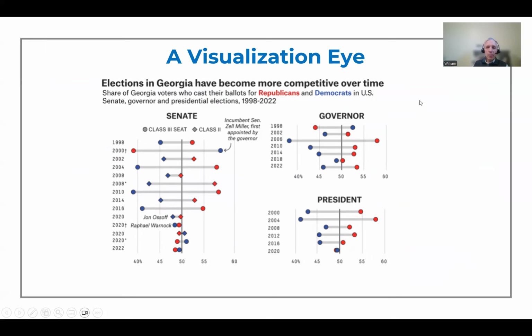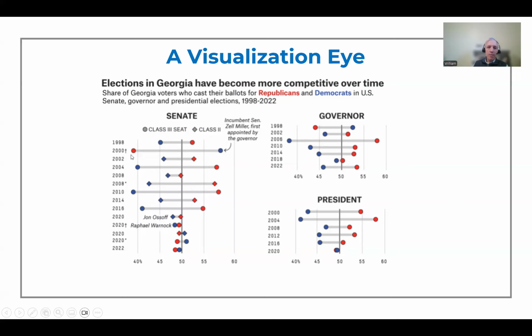And so developing a visualization eye means looking at a chart like this and appreciating it for the aesthetic and the sense that the designer had to communicate this. So this is talking about elections in Georgia have become more competitive over time. The share of Georgia voters who cast their ballots for Republicans and Democrats in the Senate, the governor, and the presidential elections, 1998 to 2022.